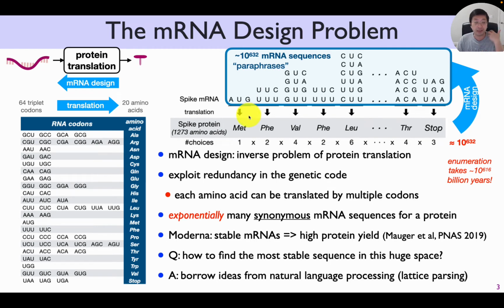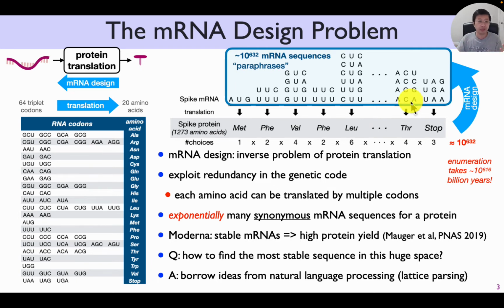So the problem of mRNA design is very simple. It's basically the inverse problem of protein translation. In protein translation, it's a deterministic process, but in mRNA design, it's non-deterministic because of the redundancy in the genetic code. Each amino acid, like valine or leucine, has multiple choices of triplet codons. Valine has 4 choices, leucine has 6 choices. And if you multiply all the choices together, you get a humongous number. That's basically a combinatorial explosion: exponentially many possible mRNA sequences. And they're all valid, they're all synonymous, they all translate to the spike protein.